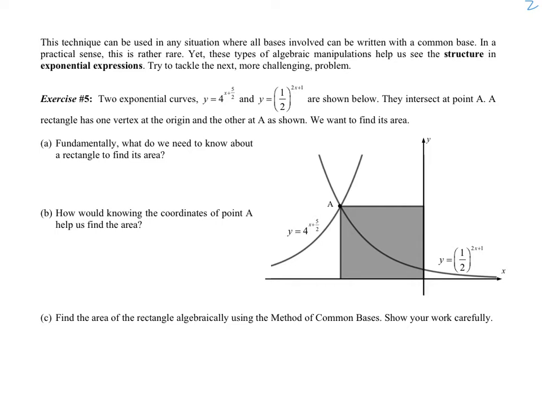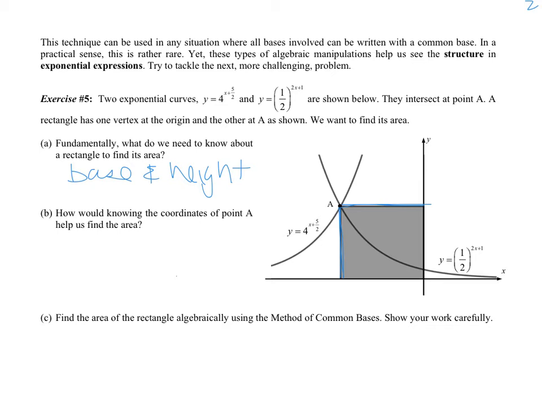In example exercise 5, we've got 2 curves, and they're intersecting at this point. And we're trying to find the area of this rectangle right here. So for part A, in order to find the area of any rectangle, we know we need to find its base and its height, or its length and its width. All right, we need those 2 dimensions in order to find the area of a rectangle.